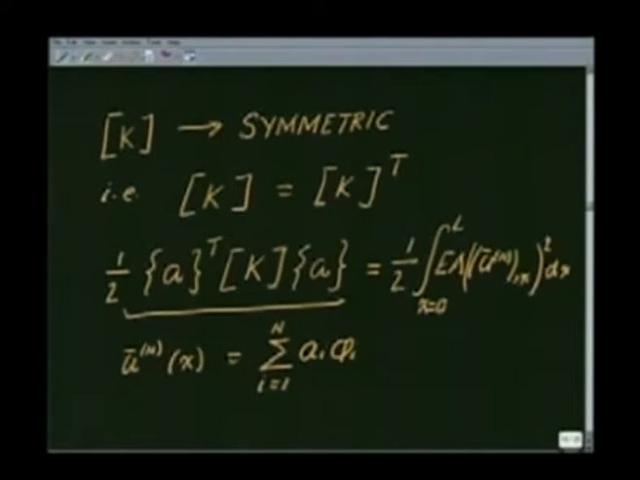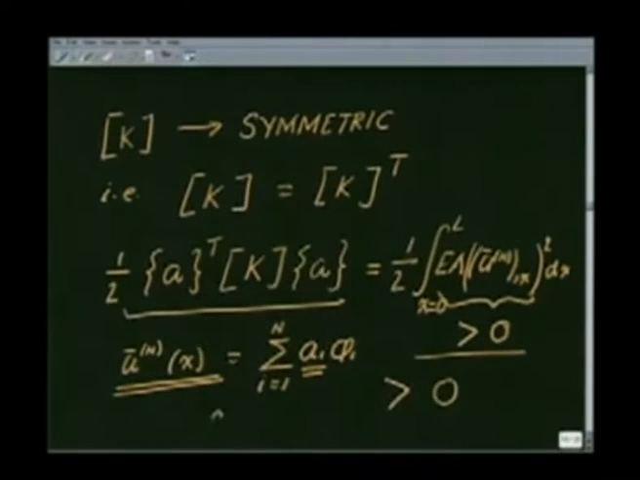Now tell me, this integrand is always greater than 0 when these coefficients ai are not all equal to 0. Which means that when this function un is not the trivial function, that is, un of x is not equal to 0 everywhere, then this integrand has to be greater than 0, because I am looking at u bar comma x whole squared. So when this integrand is greater than 0, what do we have? In that case, this expression itself, half A transpose Ka, is greater than 0 for non-trivial A.